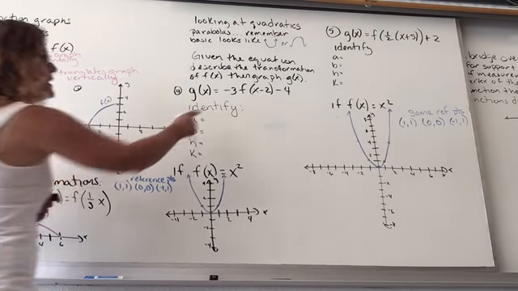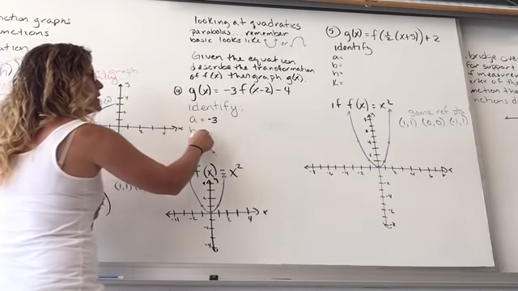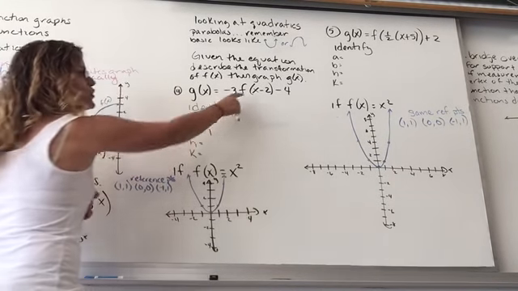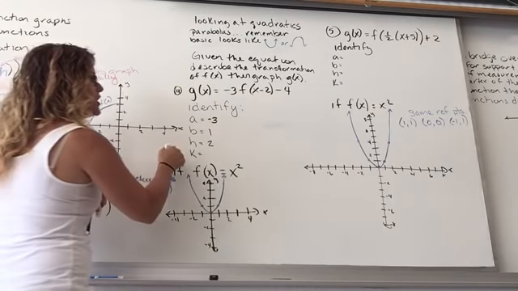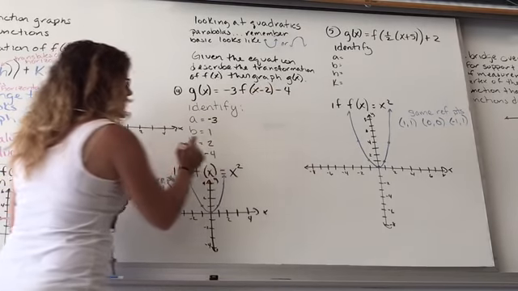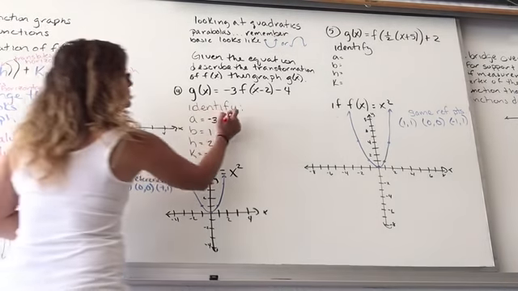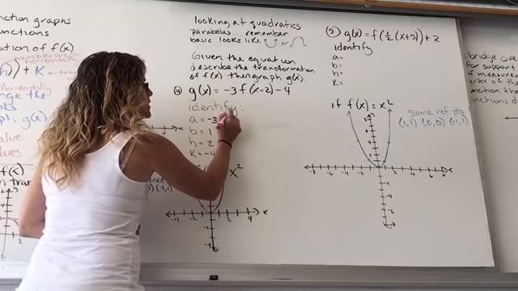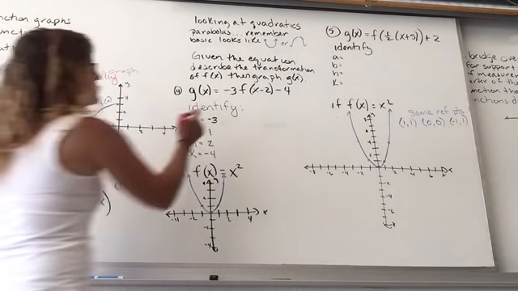So let's identify. A is negative 3. B is just 1. There's no b value. H is a positive 2, because remember it's minus h. And k is negative 4. Now, we're actually going to write in, what do those values do to our graph? Well, the negative on the a reflects it over the x-axis. So we're going to write in that it reflects over the x-axis and then what it stretches.